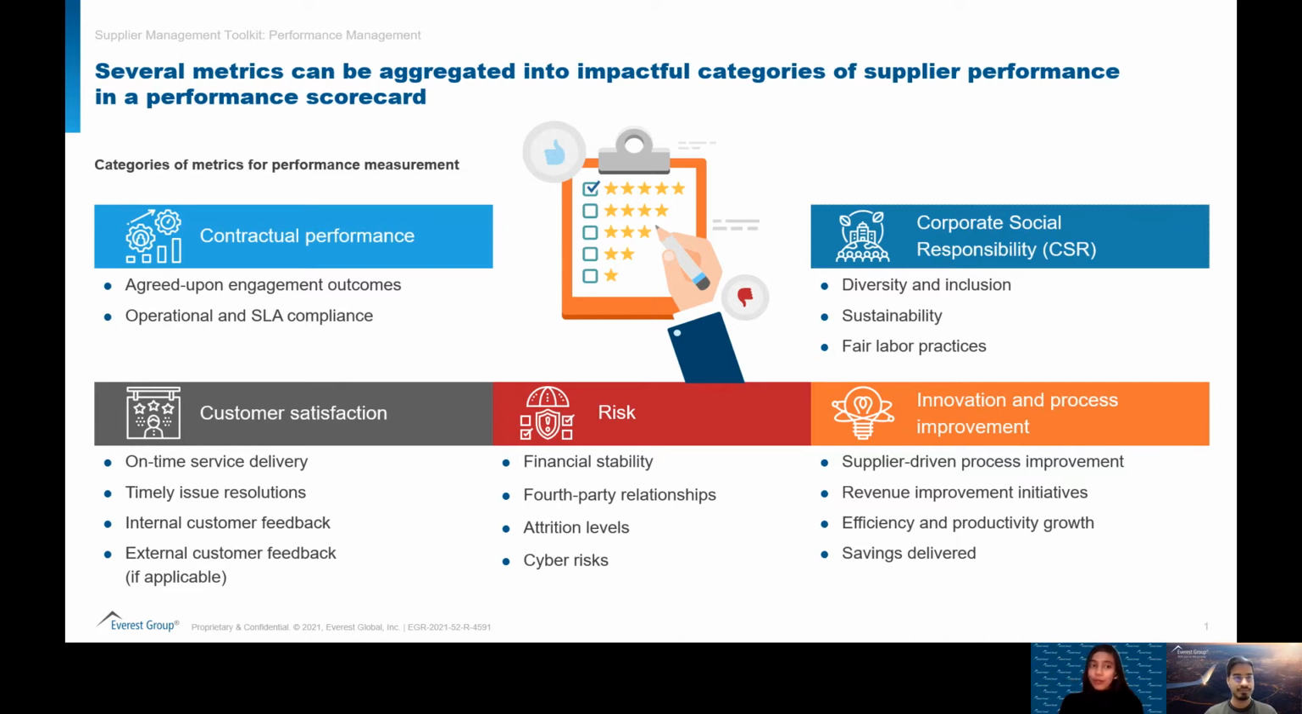Of course, Sahil already talked about the crucial ones. You have contractual performance. Of course, you're going to measure whether the supplier has complied with all the SLAs, and this is done in very close collaboration with the functional leaders. Then you have customer satisfaction, you have risk, which is spanning across areas. You have financial risk, you have attrition levels, which is quite popular these days with the talent crisis that is going on in the market. And then you have cybersec risks.